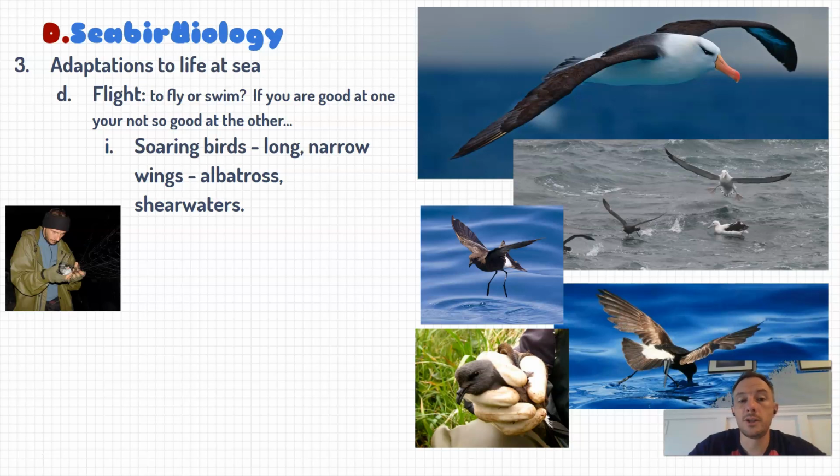Long wings for soaring, so long, narrow wings. The albatross and shearwaters have this. They can glide for days to weeks on end without flapping a single time.